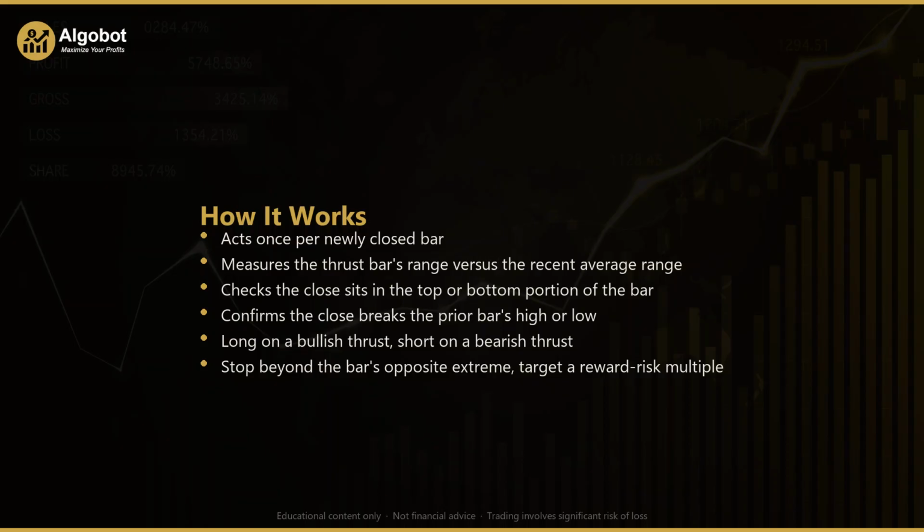Now for risk management. On a long, the stop loss is placed just below the thrust bar's low, with a small cushion set by the stop buffer percent input.